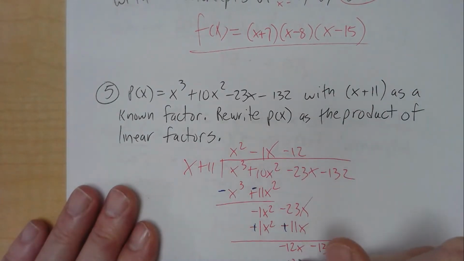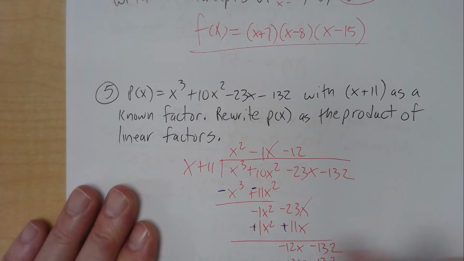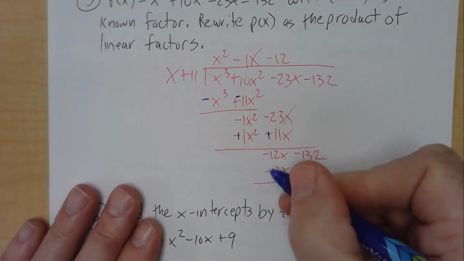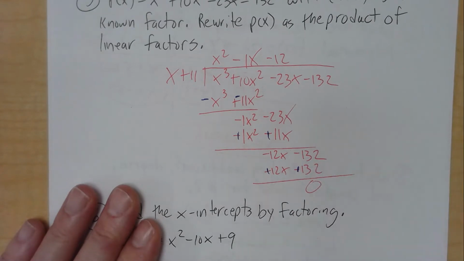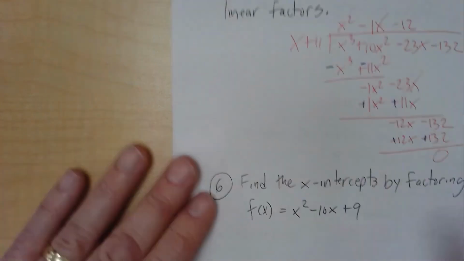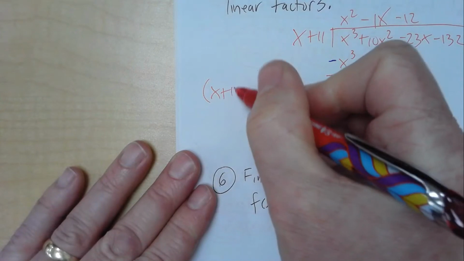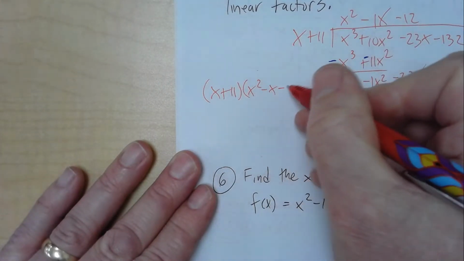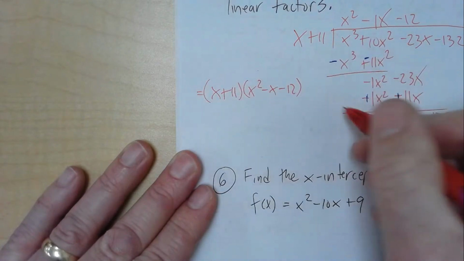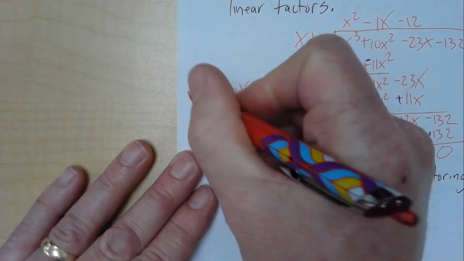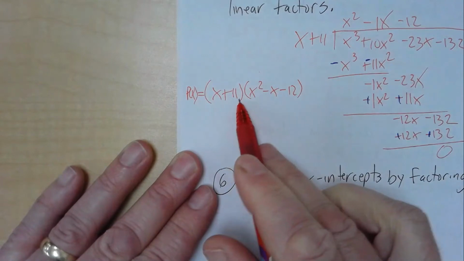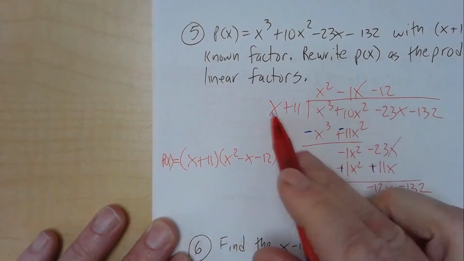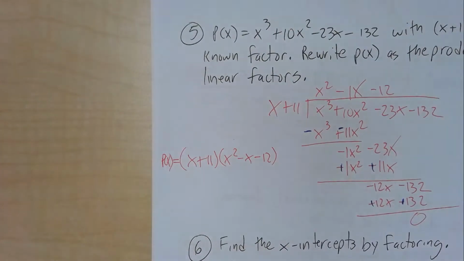That makes negative 12x and negative 132. When I subtract this, I get 0 because this becomes addition and that becomes addition. So now we know that this factors into x plus 11, which I told you, and then x squared minus x minus 12. This is equal to the original function p of x. So this and this are the same because the two outside things multiplied together to make the inside thing.